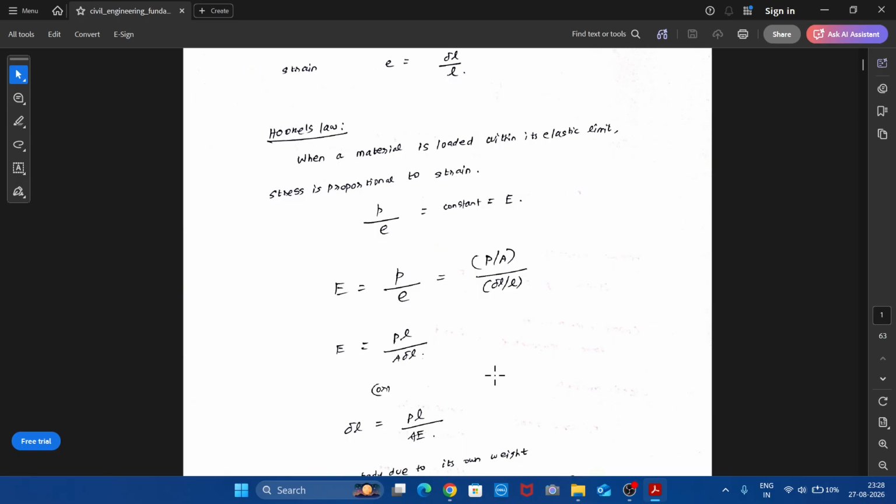So we need to be very strong in units. Even if we forget the units, you should be in a position to derive them from the basic relationship.